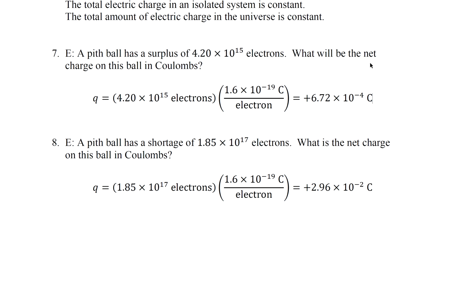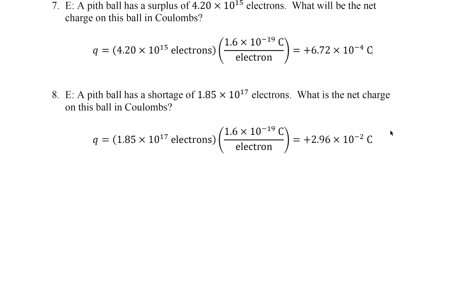Question 8. A pith ball has a shortage of 1.85 times 10 to the 17 electrons. What is the net charge on this ball in coulombs? So we're going to go from electrons to coulombs. So we were given this. We're going to multiply by the number 1. So that's what's in parentheses. The numerator is the same as the denominator. And we end up getting something in coulombs.